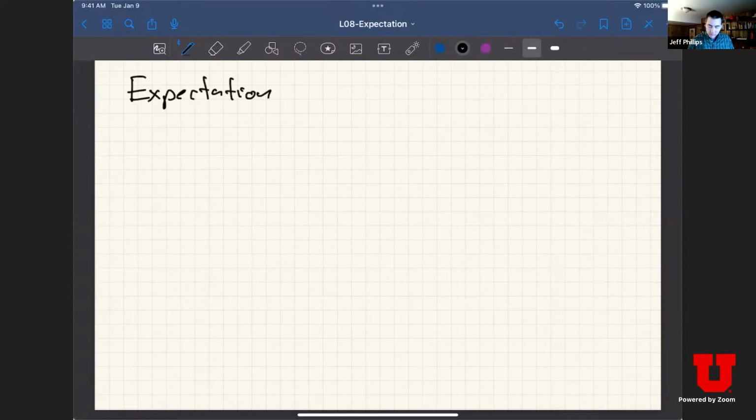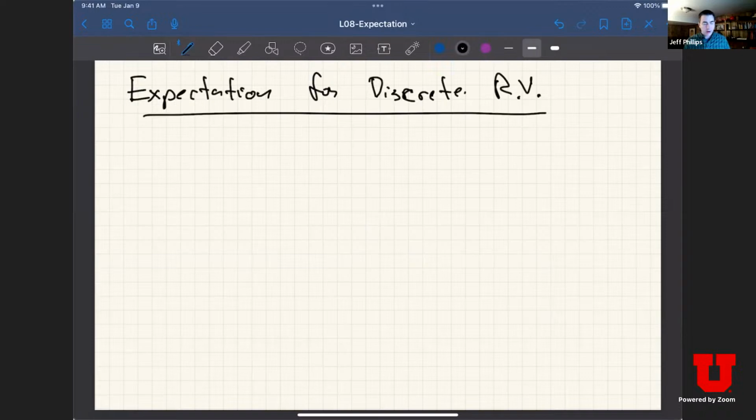Expectation for discrete random variables. All right, so we're going to think of having a random variable, so x, and it's going to have a probability density function, sometimes called a probability mass function, so f, that's going to have some domain.